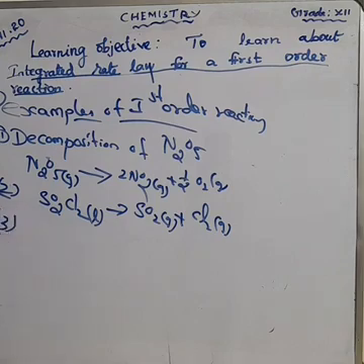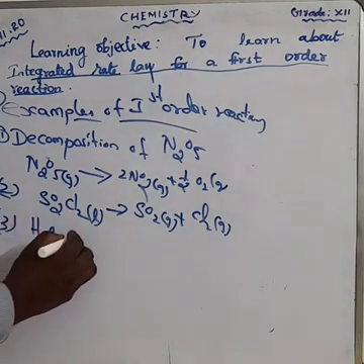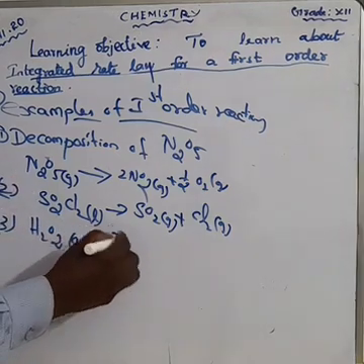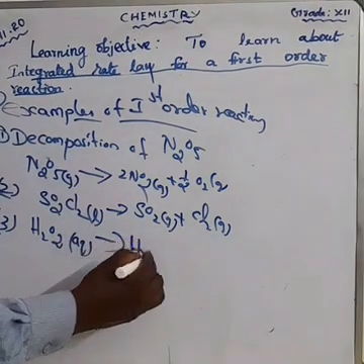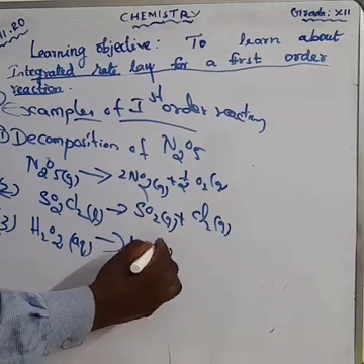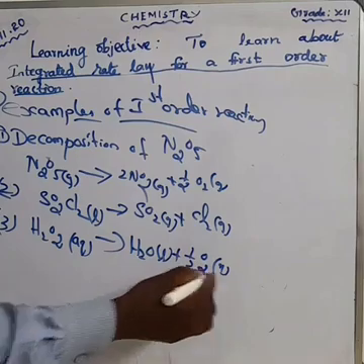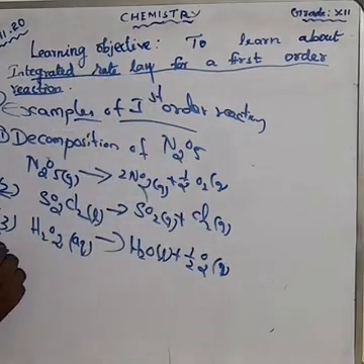Next one, decomposition of hydrogen peroxide. What is the formula for hydrogen peroxide? H2O2. Decomposition of hydrogen peroxide can be written as H2O2 in aqueous state, which is converted to water, liquid, and also half O2, gaseous state.